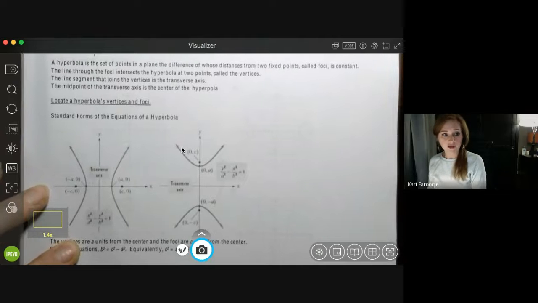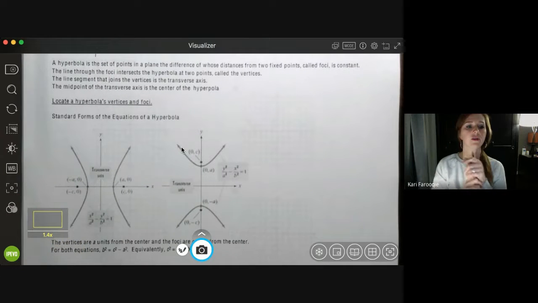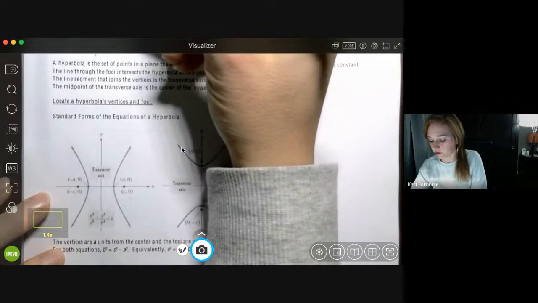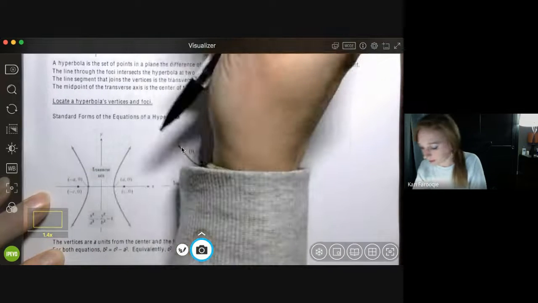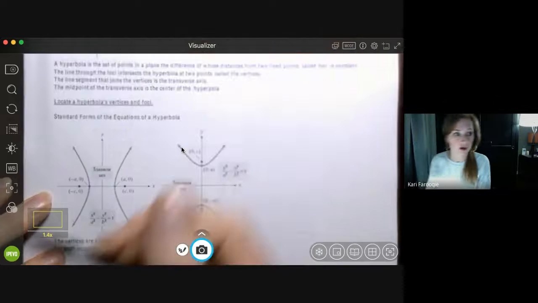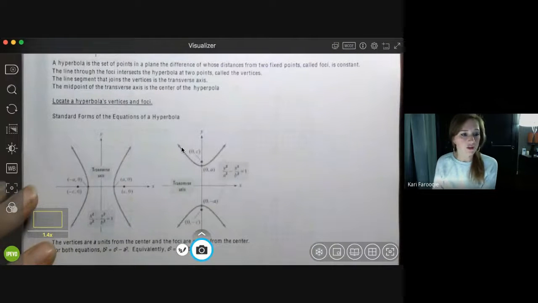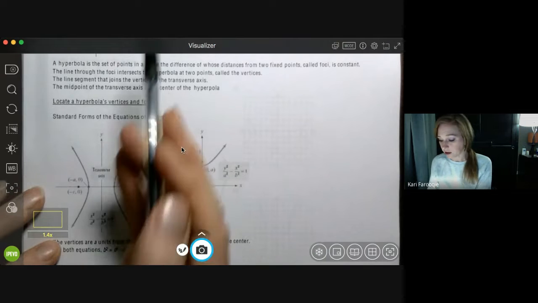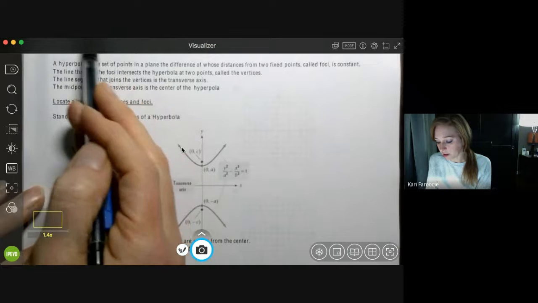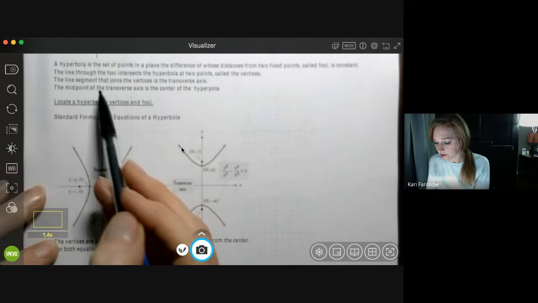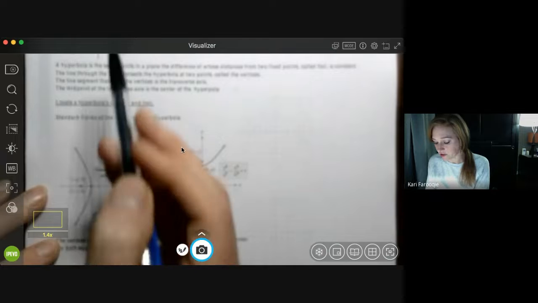So a hyperbola is a set of points in a plane, the difference of whose distances from two fixed points called foci is constant. So you've got this distance from the foci that's going to be constant throughout as you work your way through the curve. The line through the foci intersects the hyperbola at 2 points called the vertices. So the line that goes through the foci is this transverse axis that joins your vertices together.